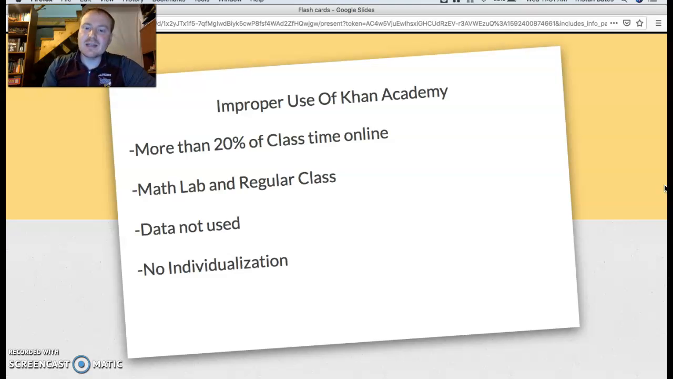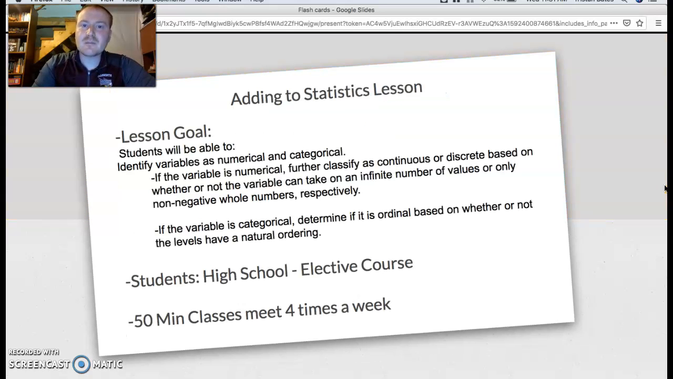Not using any of the data you collect, right? You can collect a lot of data using flipped learning, so collect it and use it appropriately. As I mentioned at the very beginning, I'd love to be able to add this, and I'm going to be looking at adding this into my stats course.